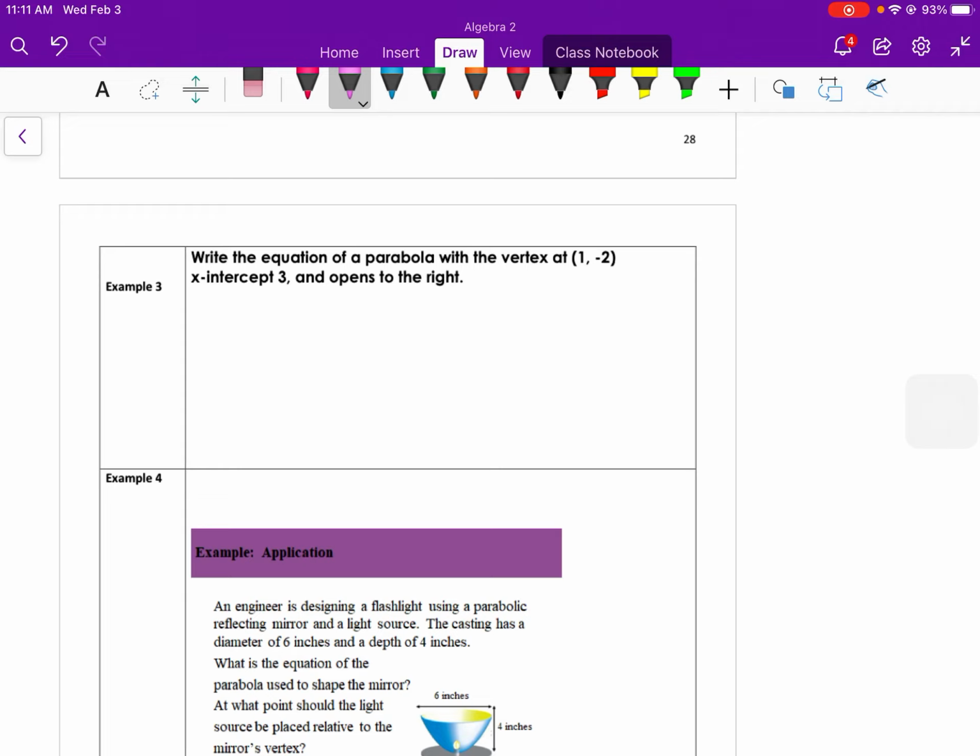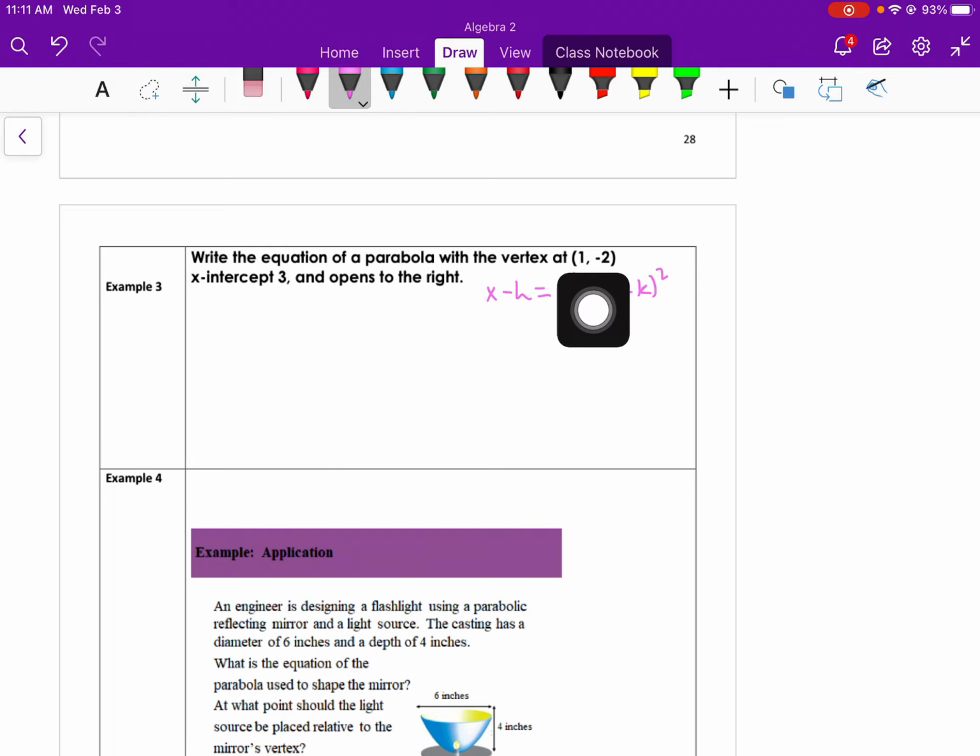Now we got some writing of the equation of a parabola. And in this case, they want us to write it with a vertex at 1, -2 and an x-intercept at 3. They also tell us it opens to the right. So since we know it opens to the right, it's going to be of the form x minus h equals, because it'll be positive if it opens to the right, 1 over 4p, and then y minus k squared.